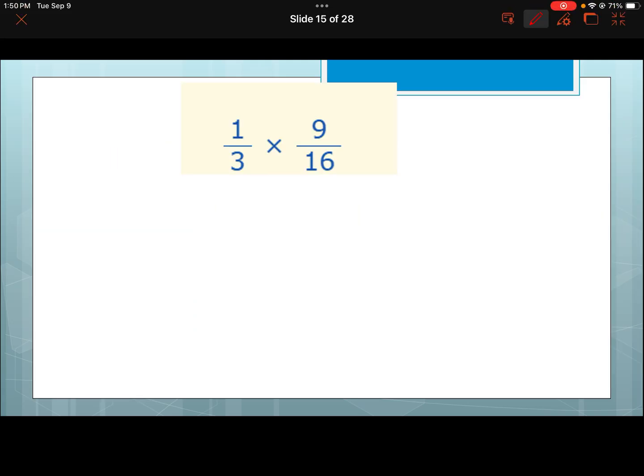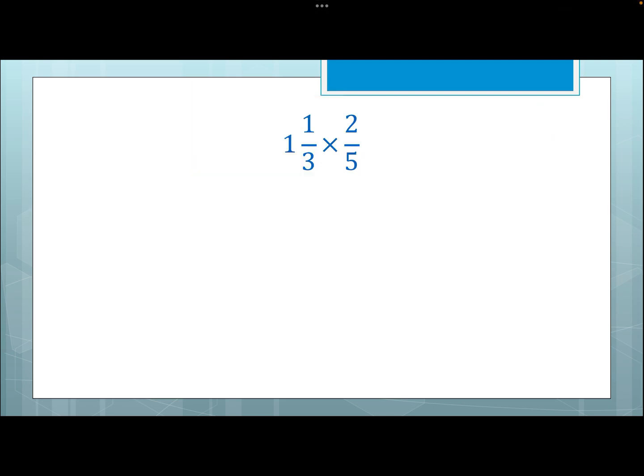This example, does it matter if the numbers are really big? No, it doesn't. 1 times 9 is 9. 3 times 16 is 48. And then, again, if you happen to notice they can divide by 3 on the top and bottom, you get 3 over 16. Cool. Very easy, very simple.